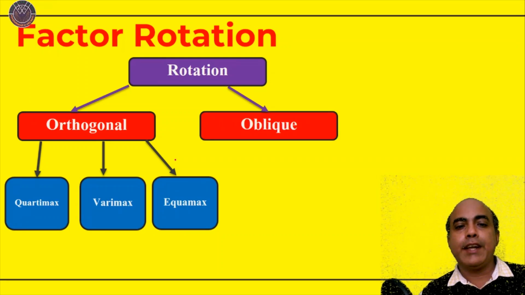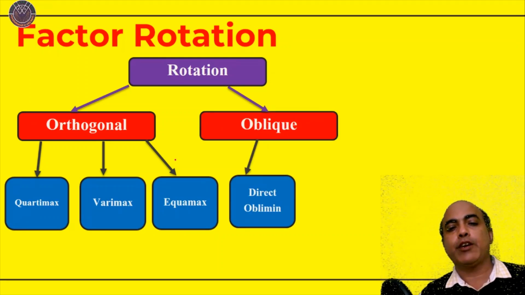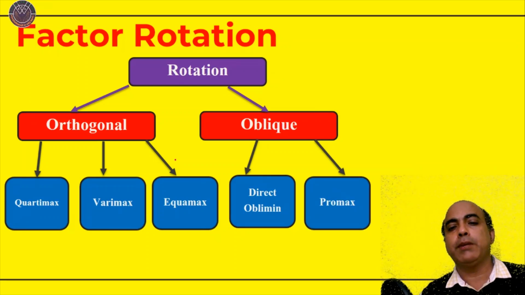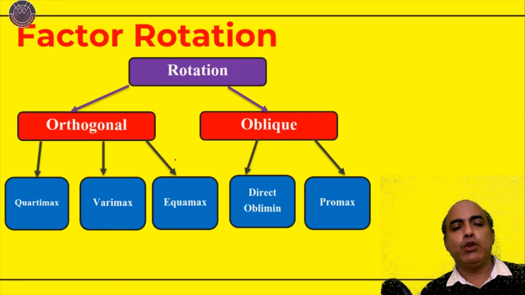In the second type, the oblique type of rotation, again two methods are there. Direct oblique method is there and Promax method is there. I'm not going to explain them, but these two methods are also used. Basically, whenever you are using SPSS, we go for the Varimax method, and that is the most common method of rotation. So I have discussed rotation.